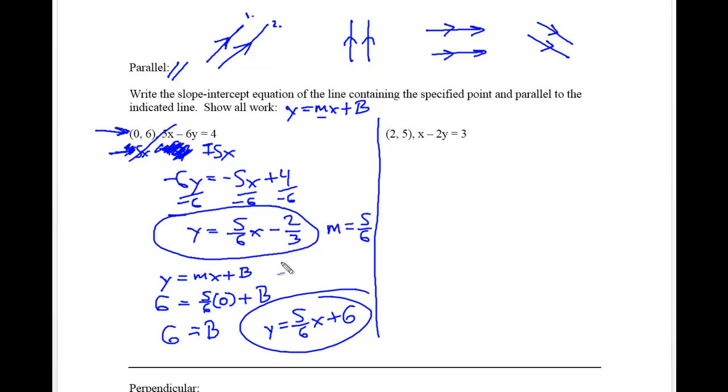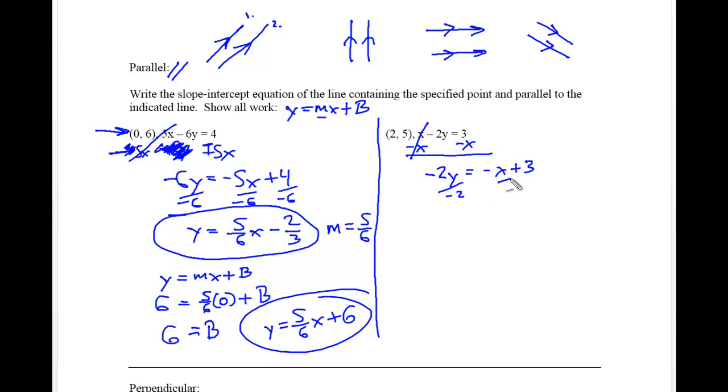This is parallel to this line up here. They have different y-intercepts, so they are truly different lines. So that's what we do in these problems. Step 1, get the y by itself by moving everything to the other side. The x and the negative x simplify, and we have negative 2y is equal to negative x plus 3.